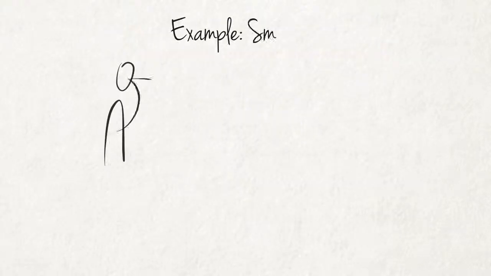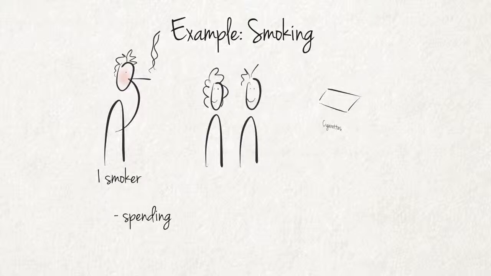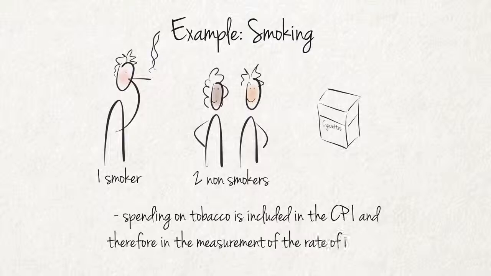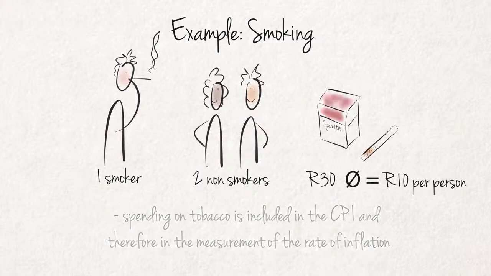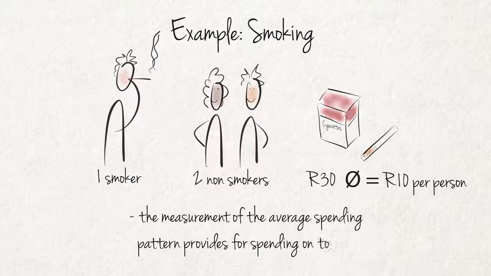One example is smoking. Because some members of the public smoke, spending on tobacco is included in the CPI and therefore in the measurement of the rate of inflation. This is tantamount to assuming that there are smokers in each household, which is naturally not true. Nevertheless, the measurement of the average spending pattern provides for the spending on tobacco.